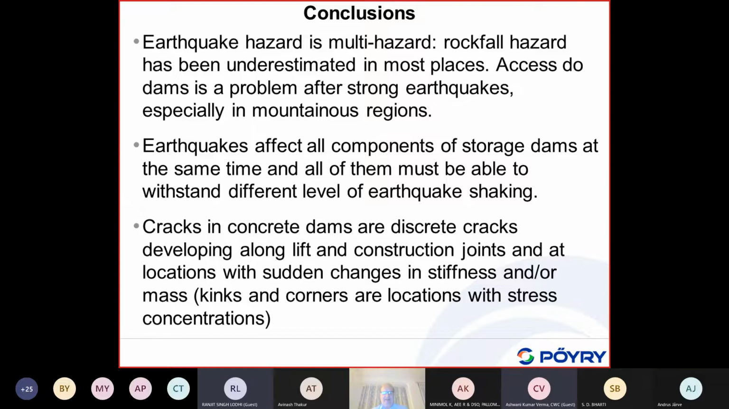Cracks in concrete dams, I must say, for those who like to do the analysis, I hope you have seen, cracks in concrete dams are discrete cracks.